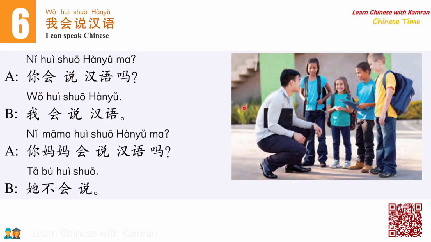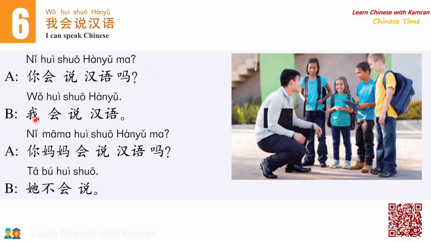So in this dialogue you can see that this teacher or this man is asking one of the students random questions regarding Chinese language. So what is the dialogue? A is asking B, 你会说汉语吗? 你会说汉语吗? Can you speak Chinese? And 你 means you. 会 we will study what it means. 会说 is also speaking. 汉语 we have already covered this word. It is the Chinese language. 吗 is used for a question mark.